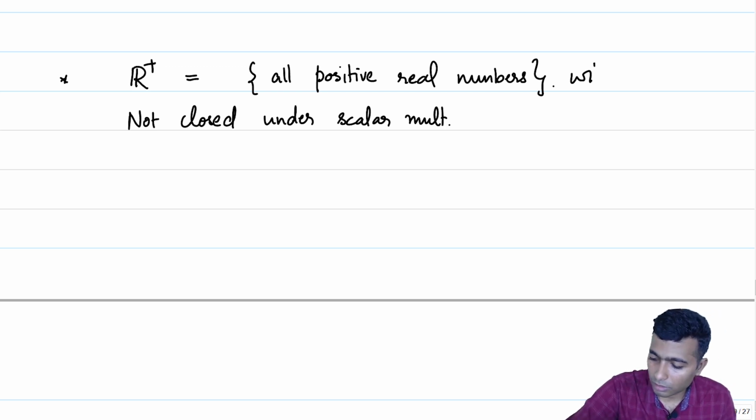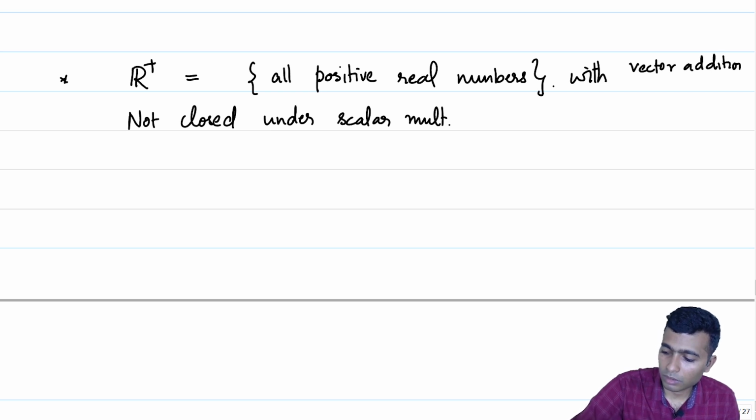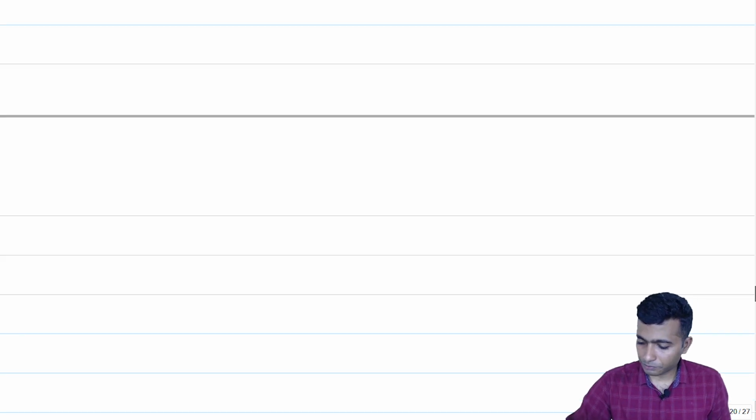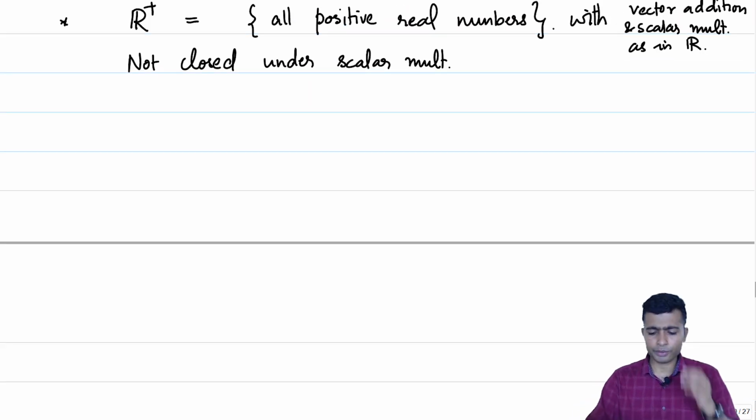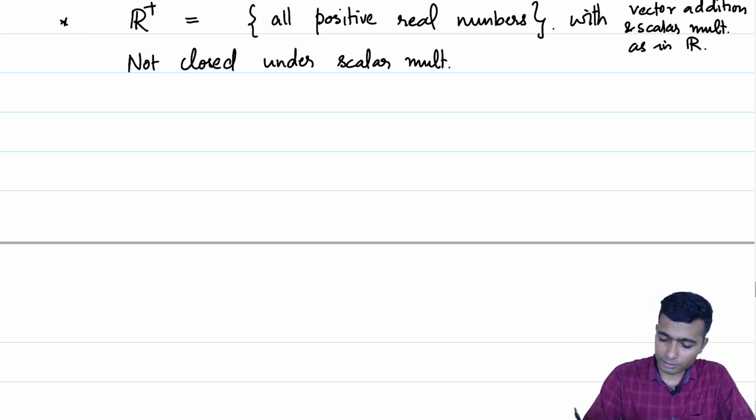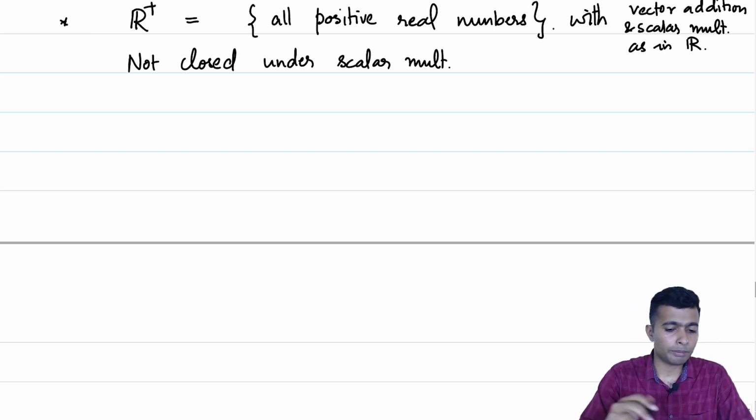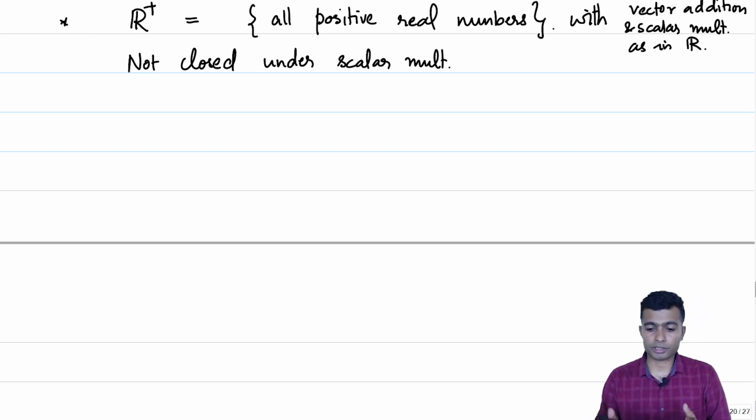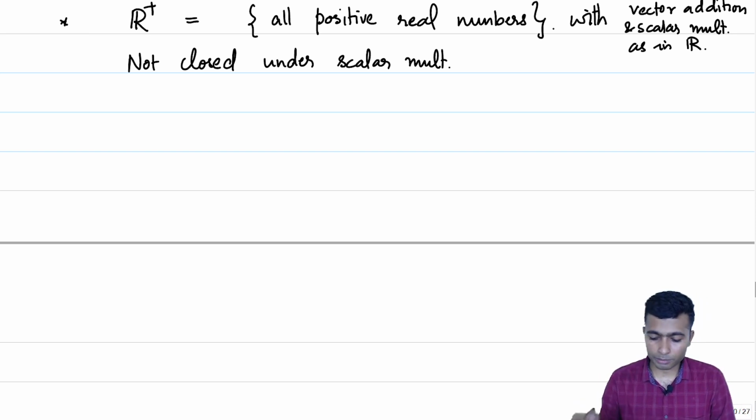So, with vector addition and scalar multiplication as in R, this is not closed under scalar multiplication, it will not be a vector space. Okay. So, we have discussed quite a few examples now, and we have seen a couple of non-examples. Let us see what the impact of the properties is on the vector addition operation and the scalar multiplication operation.